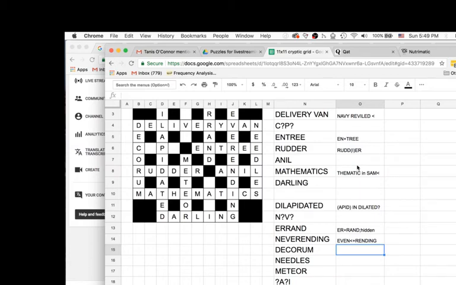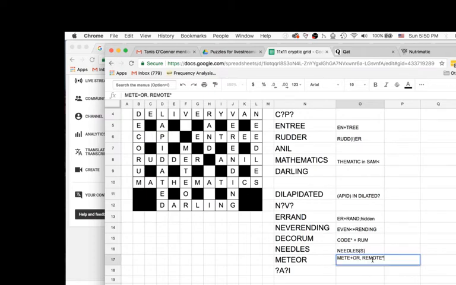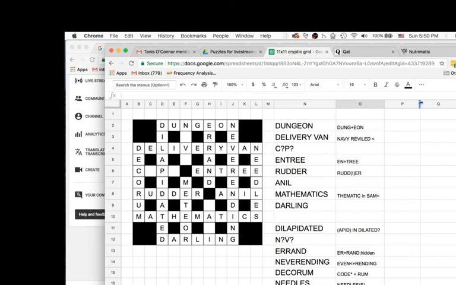Decorum. I didn't want to do something with decor, but it could be like code anagram plus rum. So that's an anagram of code, which would have to have code explicitly specified. Rum can be clued otherwise. Meet plus or remote star here could also be a homophone of meteor. And so let's just start working on clues and see how we get with them.